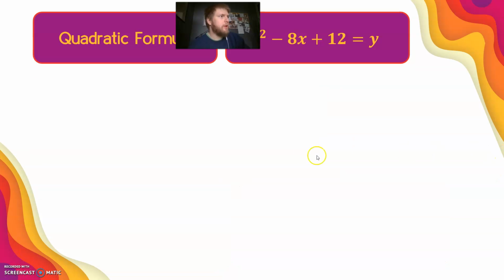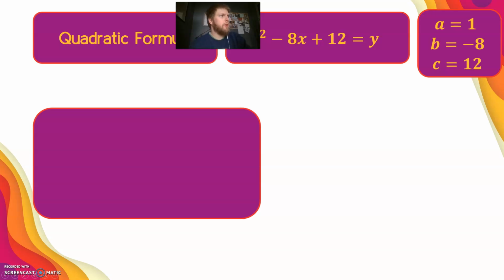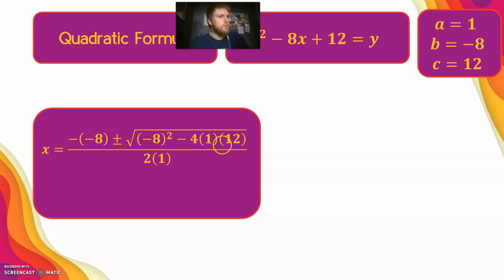The quadratic formula looks like this. Same problem. We've got a, b, and c. We're going to use those to plug into the quadratic formula. So a is 1, b is negative 8, c is 12. And you know the familiar quadratic formula. We'll just plug that in. So remember, it's x equals negative b. That's negative 8 as b, plus or minus the square root of b squared. So negative 8 squared minus 4a, which is 1, c, which is 12, all over 2a.